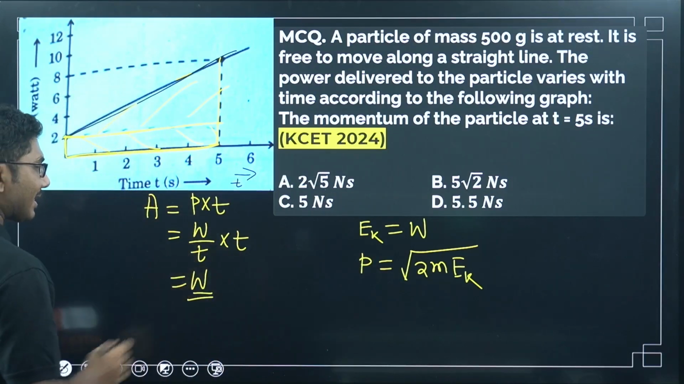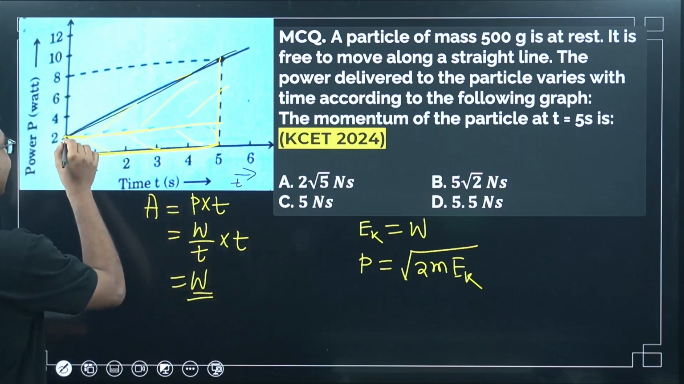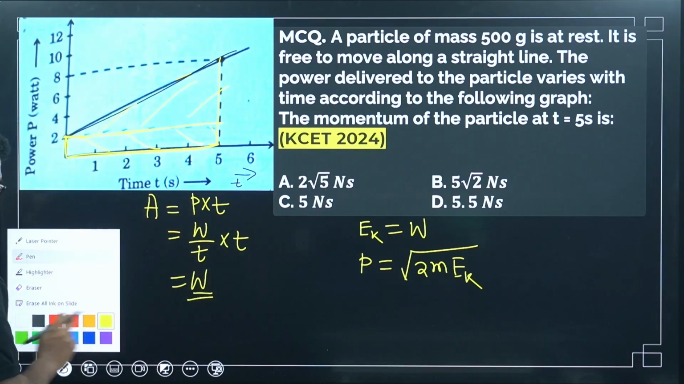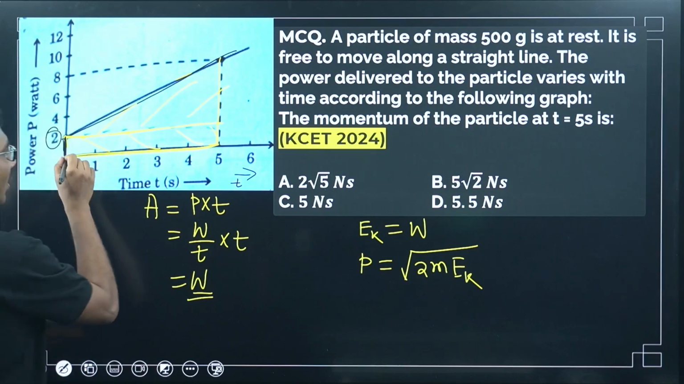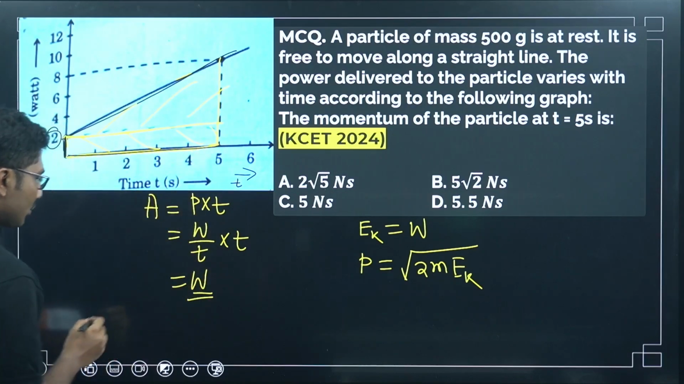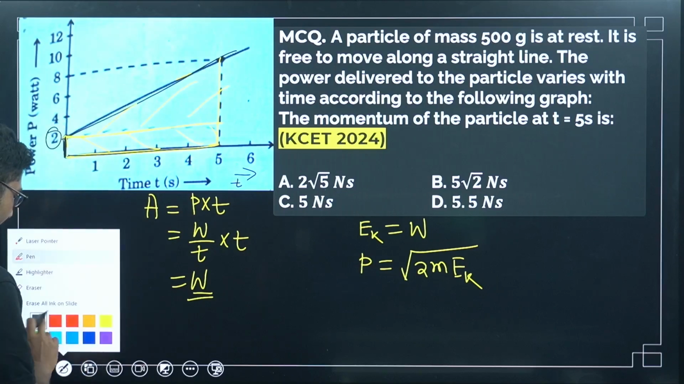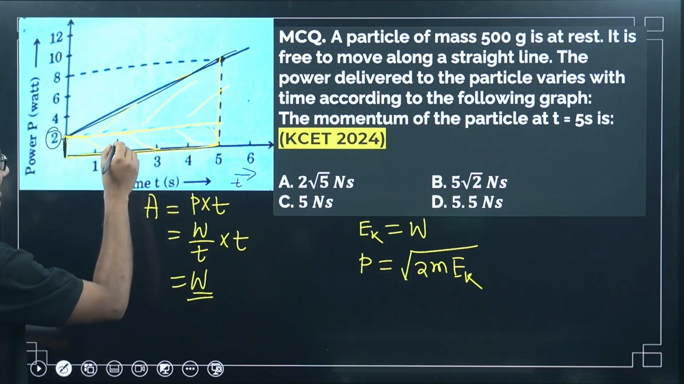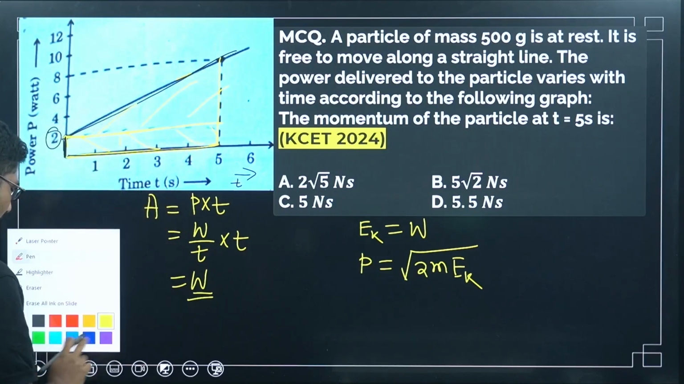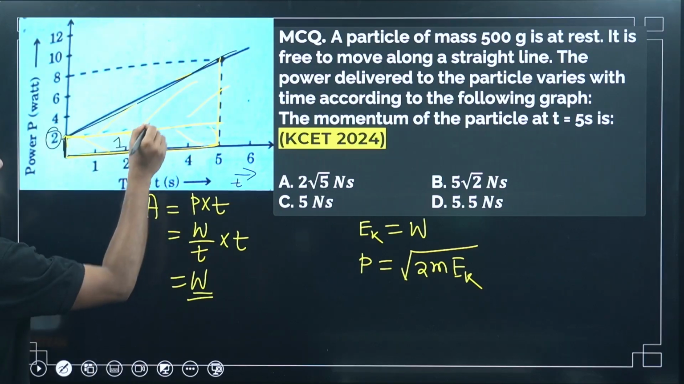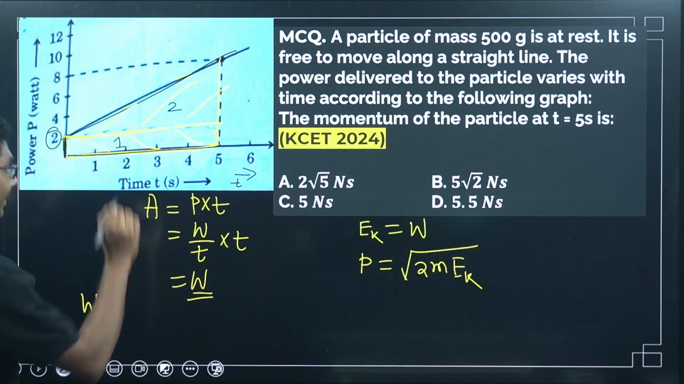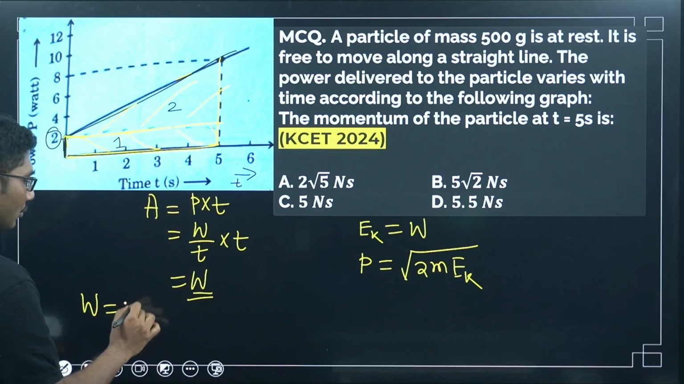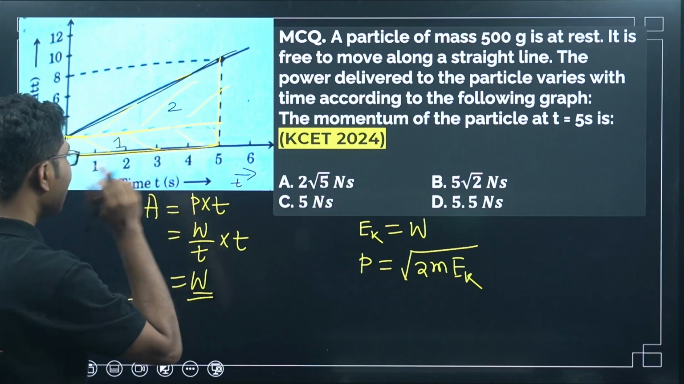So what will be the work done in this case? First this part. Observe carefully, what is this height? This is 2. What is the length? Length is 5. So what is the total area of this part? Say this is part 1 and this is part 2. So work done equals, first we will calculate this area, 2 times 5, right? This is the work done for this much time.